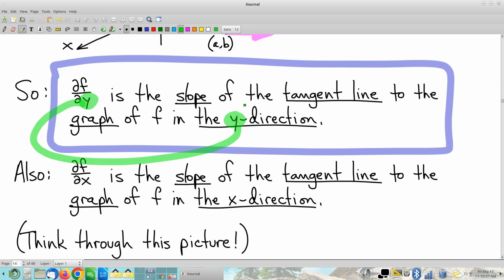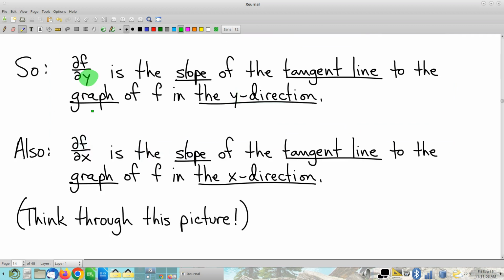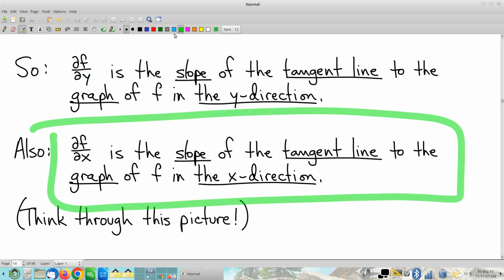So there you go, and an exercise for you all to do on your own. It's totally doable. Draw the analogous picture. Make the analogous argument for doing a partial with respect to x. And the punchline is going to be that it's the slope of the tangent line of the graph in the x direction.